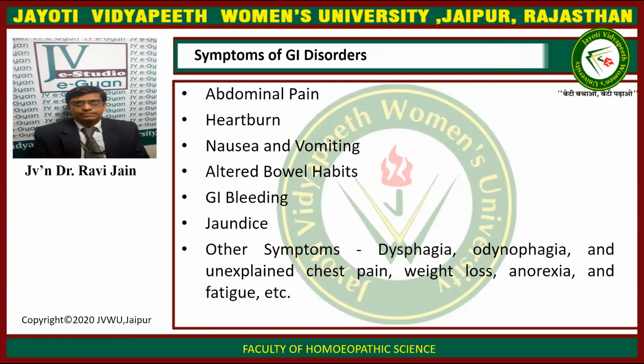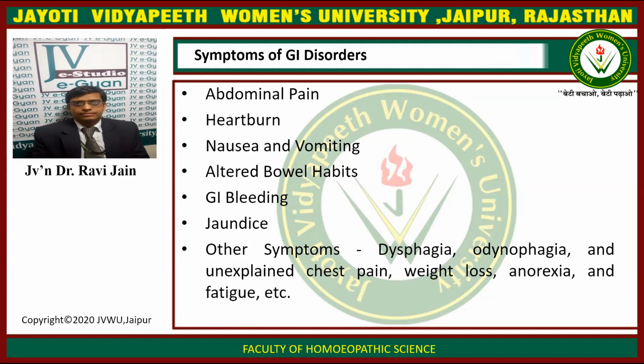There are different symptoms of GI disorders. The various symptoms include abdominal pain and heartburn. There can be nausea and vomiting. There can be altered bowel habits, which consist of constipation and diarrhea. There can be GI bleeding or jaundice. Jaundice is also an important feature of GI disorder. There can be other symptoms like dysphagia, that is difficulty in swallowing, odynophagia, that is painful swallowing, and unexplained chest pain. There can be weight loss, anorexia, that is no desire to eat anything, and fatigue.